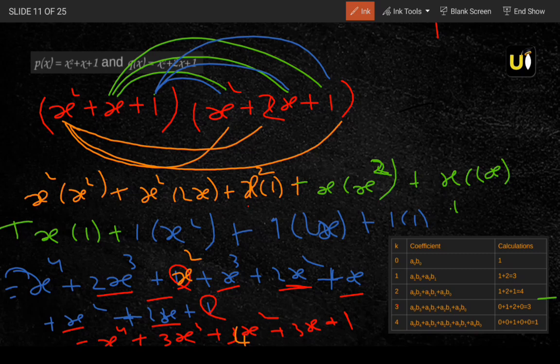Here we are given a table. The coefficient of the term with degree 0 is 1. The coefficient of a term with degree 1 is 3. The coefficient of the term with degree 2 is 4, with degree 3 is again 3, and with degree 4 is 1. This gives a clear idea of how we multiply the coefficients.